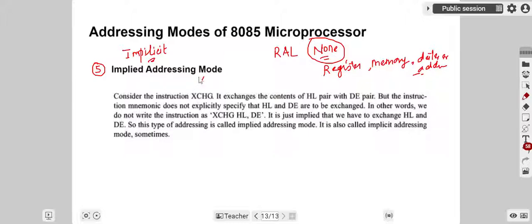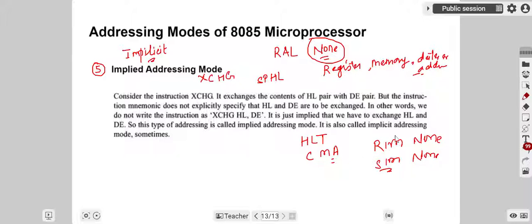For example, XCHG, SPHL, HLT, CMA, all these kind of instructions where no operand is provided. RIM, SIM, we recently studied that no operand is provided with these instructions. All these instructions where no operand is provided with them fall under the category of implied addressing mode.